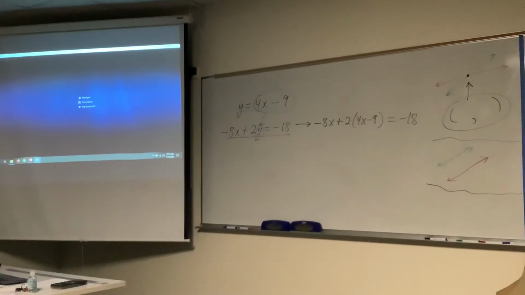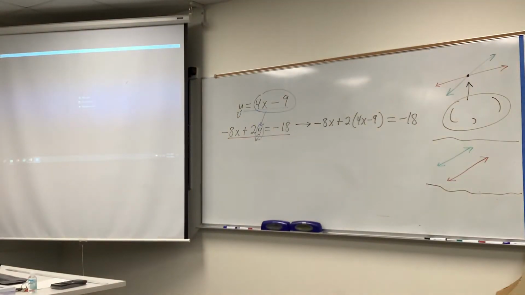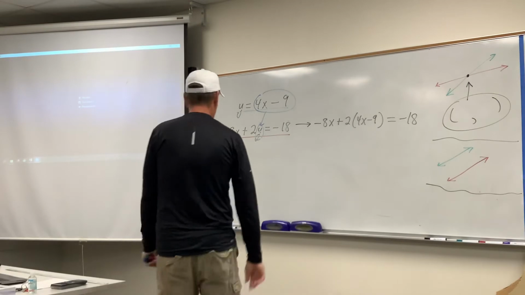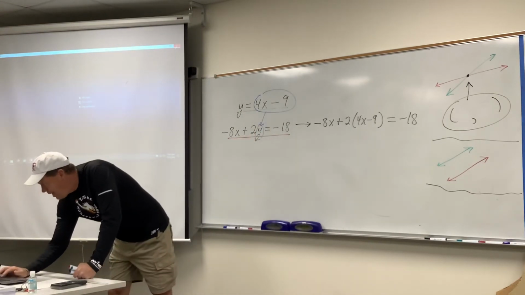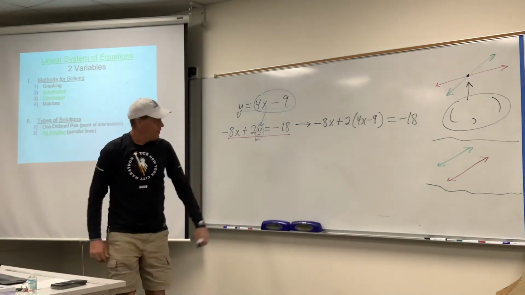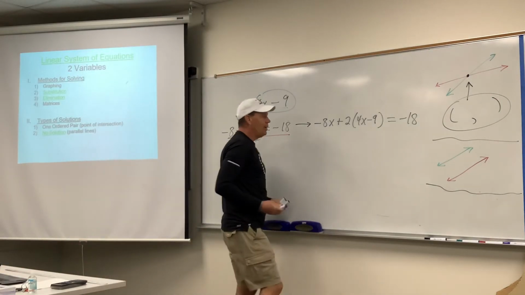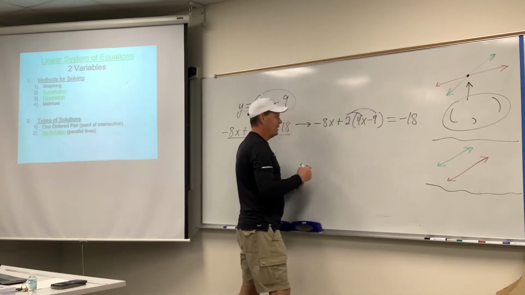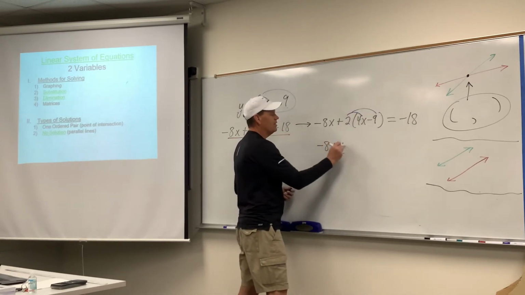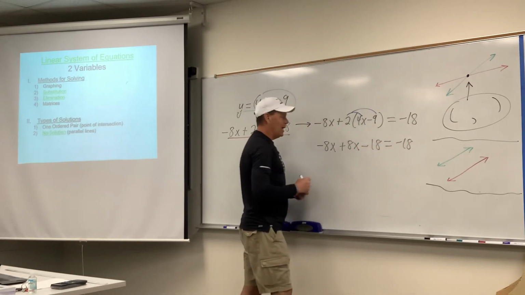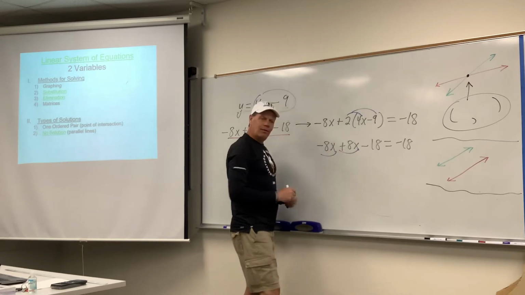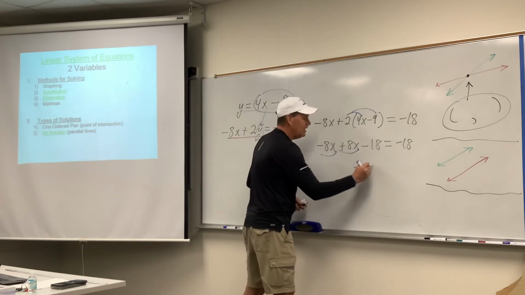All right? Well, that's what's happening here. See, we're putting the expression that's equal to y in that top equation in for y in the bottom equation. Things that are equal to the same thing are equal to each other. All right, anyway, that was worth it, wasn't it? Now, that's one variable, so we go ahead and solve it. And we have negative 8x plus 8x minus 18 equals negative 18. Combine like terms. Those get rid of each other. We're left with negative 18 equals negative 18.